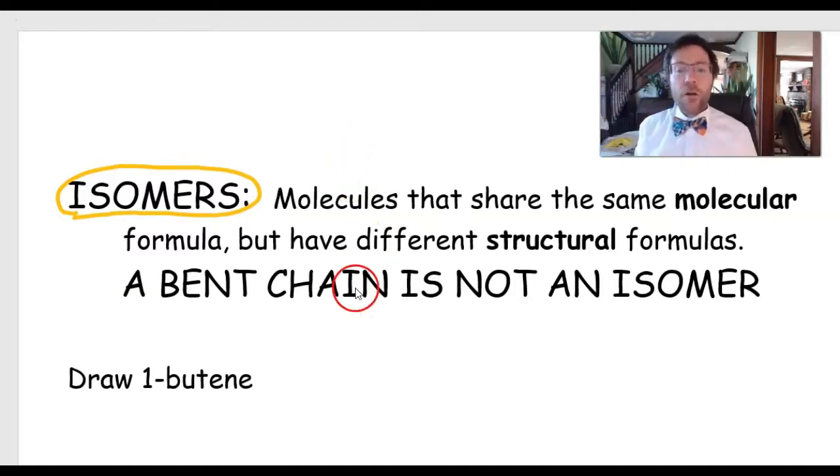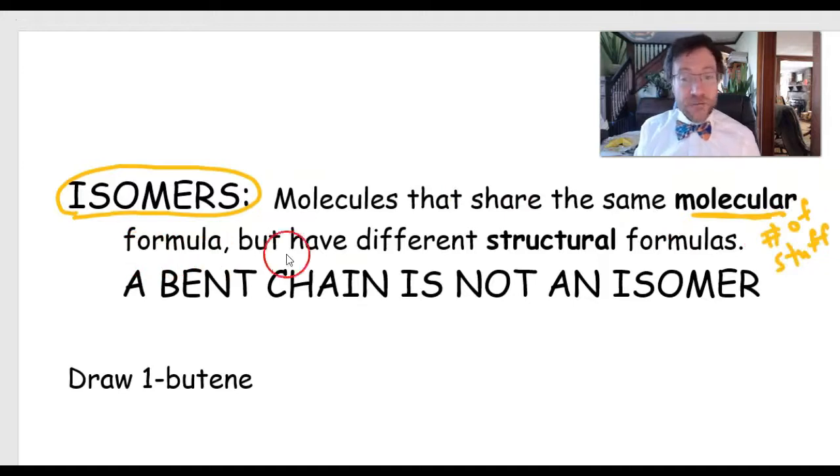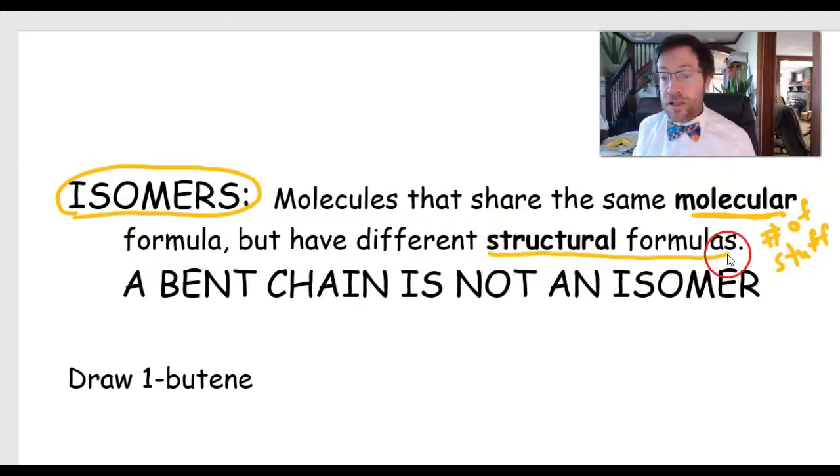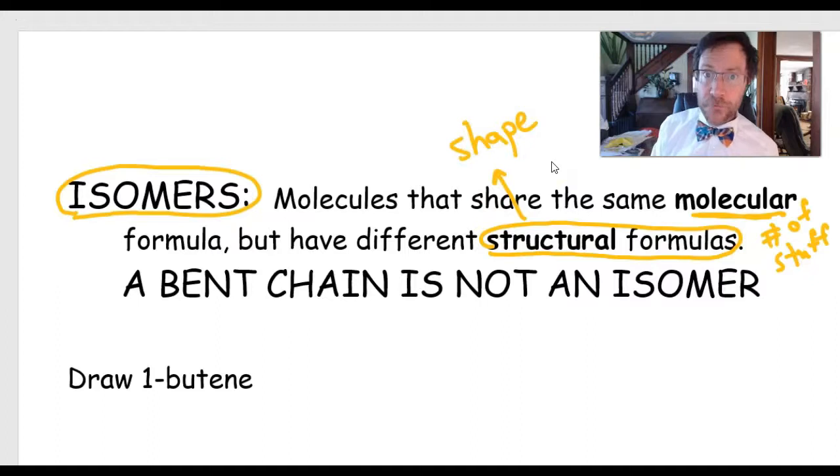So isomers are molecules that share the same molecular formula, in other words, the same number of atoms, but different structural formulas. This is shape. Therefore, function. And boy, can the function be different with even a very small change in shape. Holy cow. I cannot emphasize that enough, especially when you get into organic chemistry and these molecules of life and things that we put into our body.